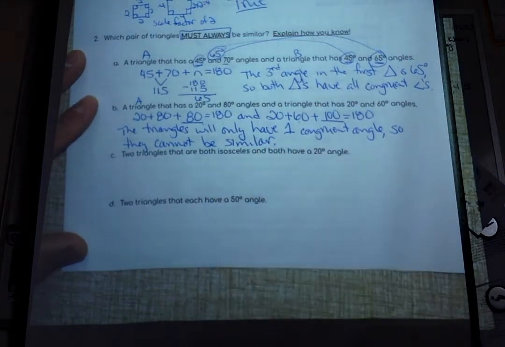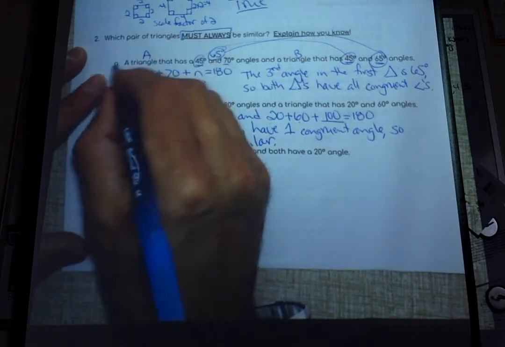So we just proved that B does not work. I want to cross out B. A did work. I'm just going to circle that one.